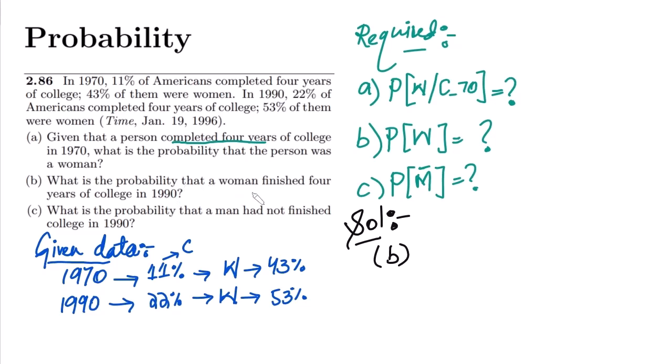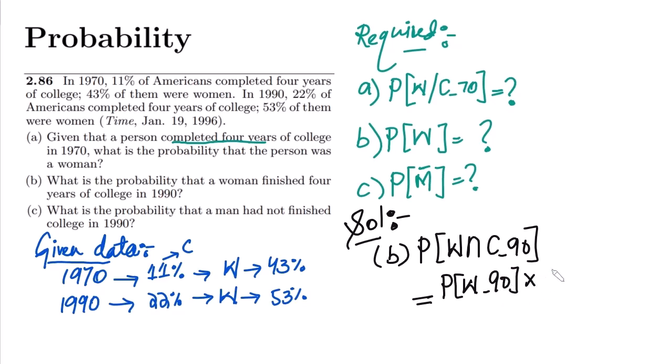What is the probability that a woman finished 4 years of college in 1990? So we have to find the probability of a woman who has completed college in 1990. Okay, so it will be this one. This is the AND condition, and here if a woman has passed, and this is 1990, so this would be like this one. So how can we find it out? We have to find the probability that a woman has passed a degree in the 90s, multiplied by the probability that a college degree has been passed in the 90s.